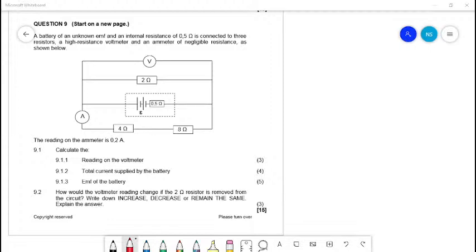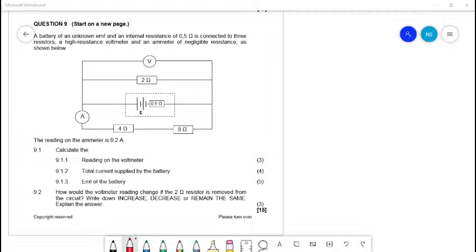As you can see here, we are given a circuit diagram with a battery of an unknown EMF and an internal resistance of 0.5 ohms. It's connected to 3 resistors. We have the 4 ohm resistor, the 8 ohm resistor and the 2 ohm resistor. They're also showing a high resistance voltmeter and an ammeter of negligible resistance, as shown below. So the voltmeter has a high resistance and the ammeter has negligible resistance.